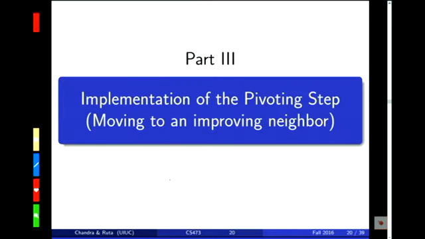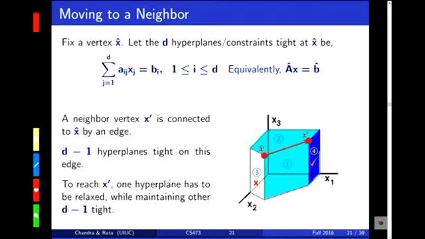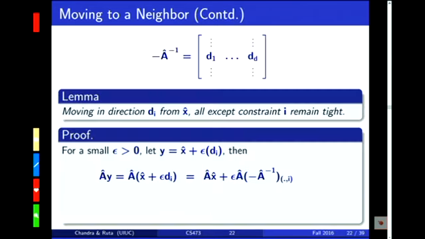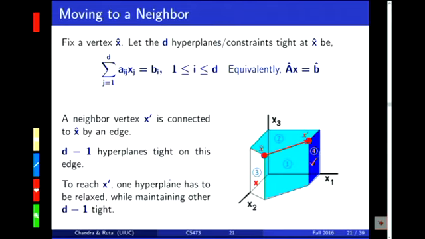So let's see, how do we implement this pivoting step? How do we go from one vertex to another vertex mathematically? Suppose you want to code this algorithm, how would you do that? We know that when we move to a neighbor in that direction, d minus 1 hyperplanes will remain tight, and exactly 1 will be relaxed. So now let's look at all the tight hyperplanes at a vertex. There are d of them.